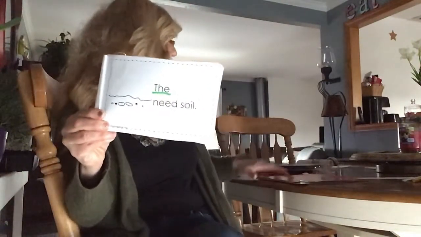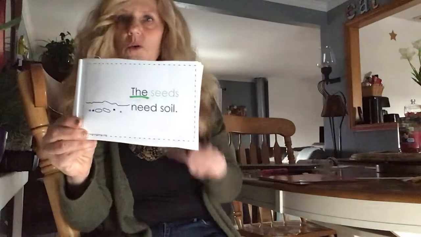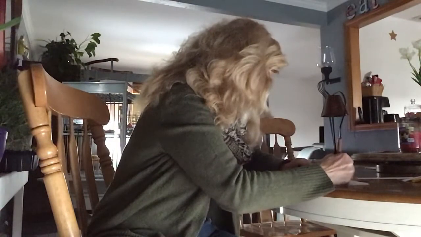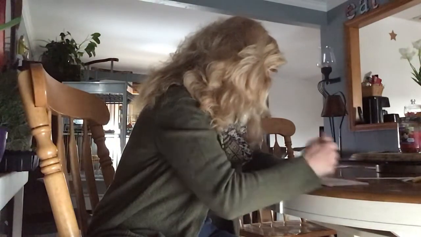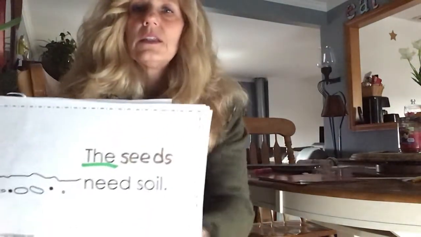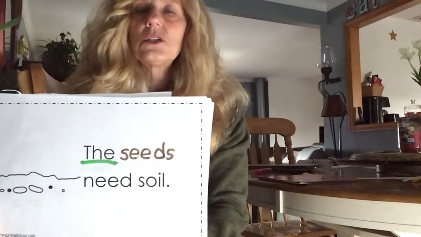It's hard to see this word. You're supposed to take this word and write that word yourself. You're supposed to go over it. So this says the seeds need soil. So I'm going to take my pen or my pencil or even my marker, whatever you like, and I'm going to trace over that word so I can practice my writing, okay? The seeds need soil.